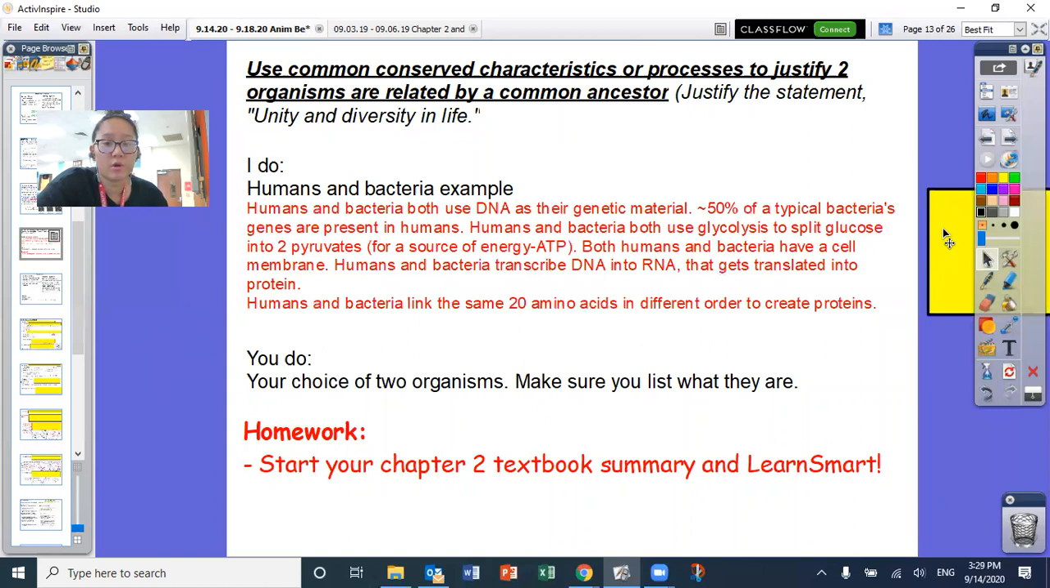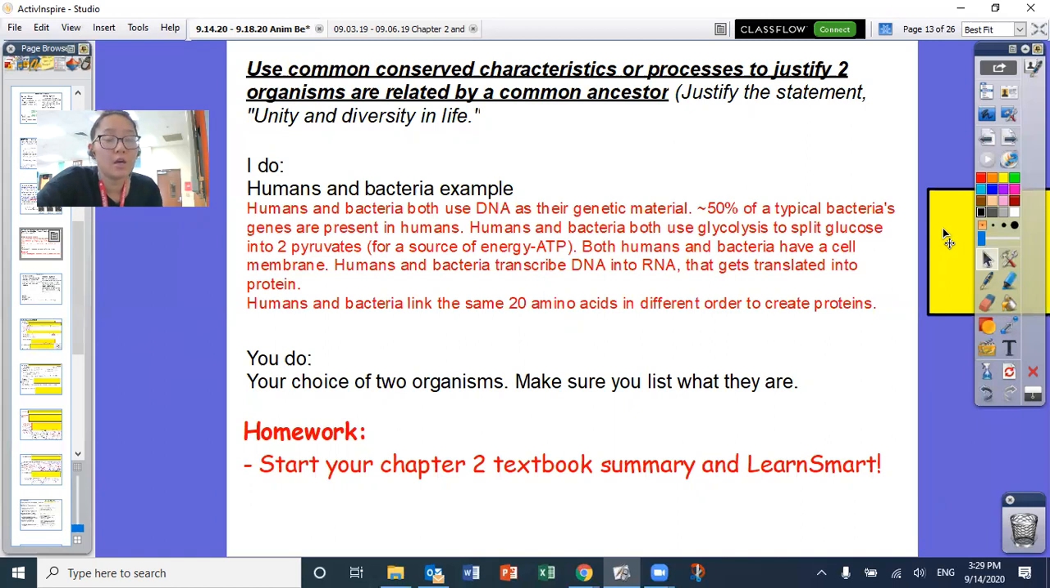Humans and bacteria transcribe DNA into RNA, right? We learned about DNA transcription and then translation, right? That gets translated into proteins. So in order to build proteins, to build a physical structure, you've got to transcribe the DNA that humans and bacteria both have into a messenger RNA. And then the messenger RNA goes out to the cytoplasm and then gets translated into proteins there with ribosomes.